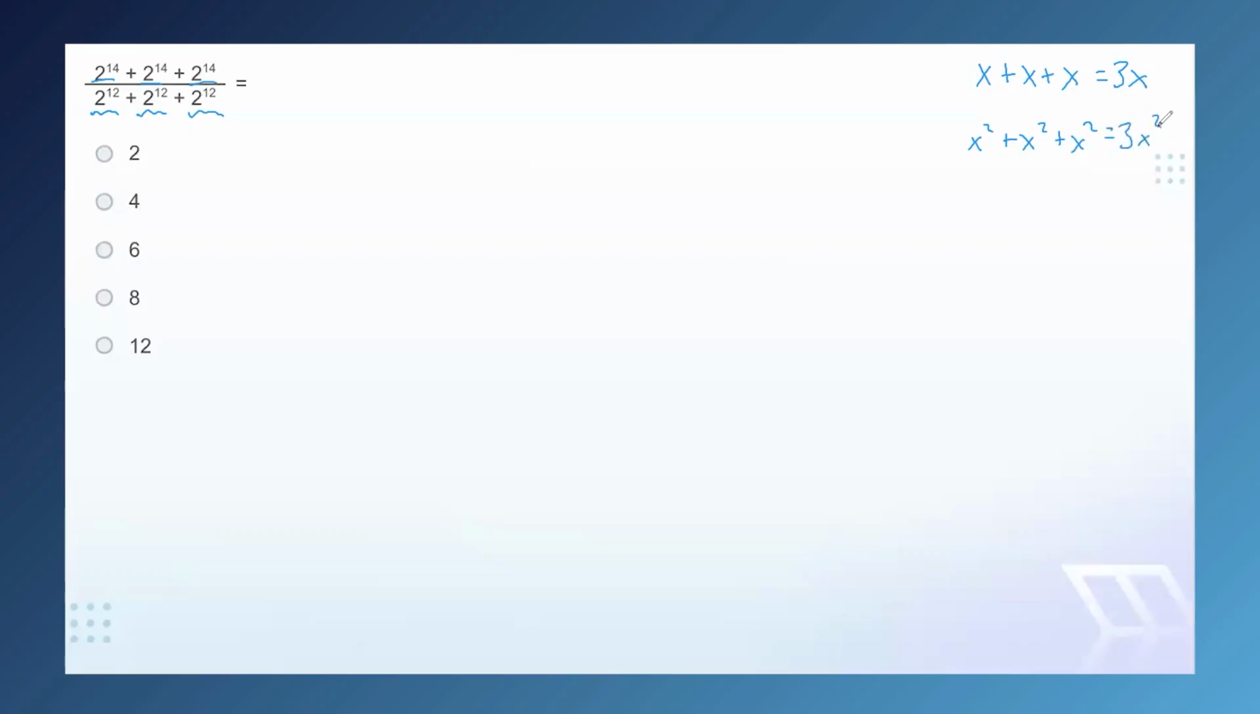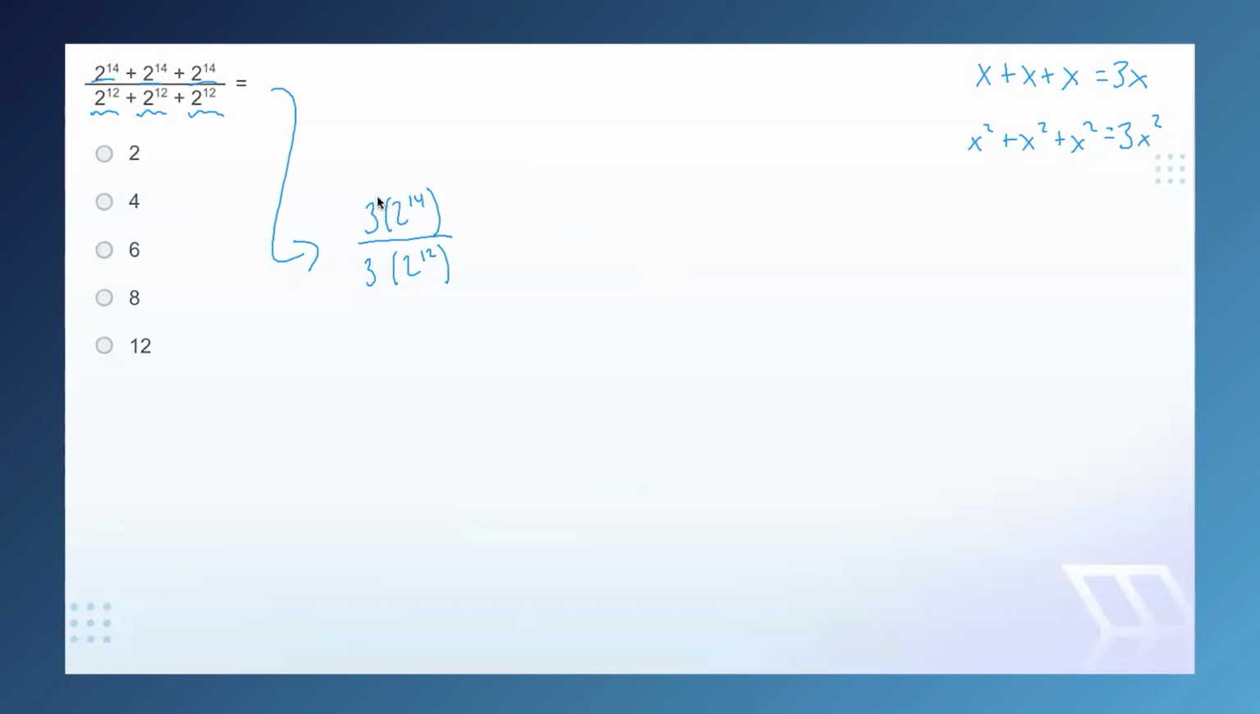Well, we can do the same thing here. If we can do it with variables, we can do it with real numbers. So I can express adding my 3 2 to the 14ths as 3 times 2 to the 14th. And I can express adding my 3 2 to the 12s as 3 times 2 to the 12.